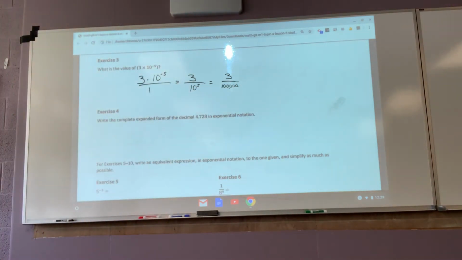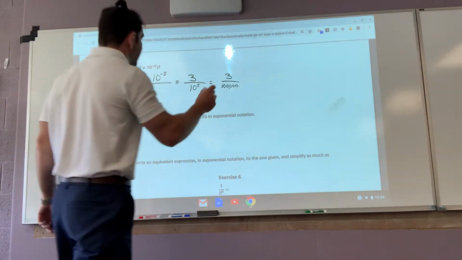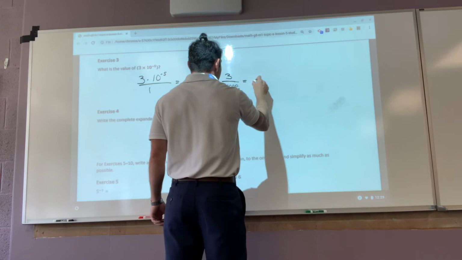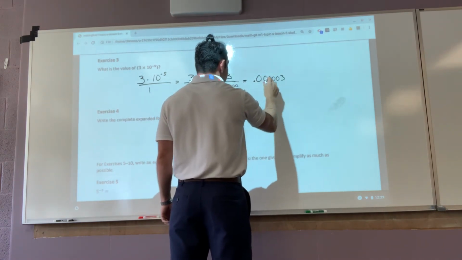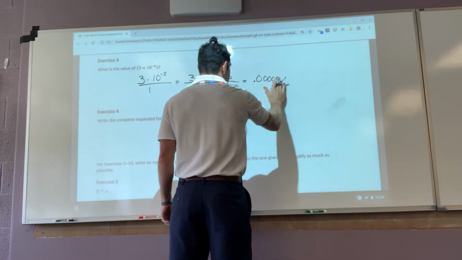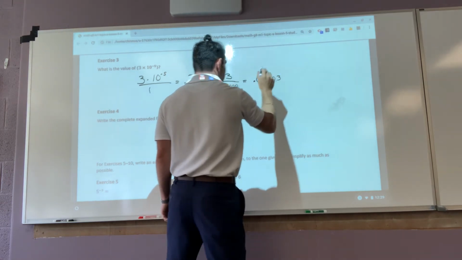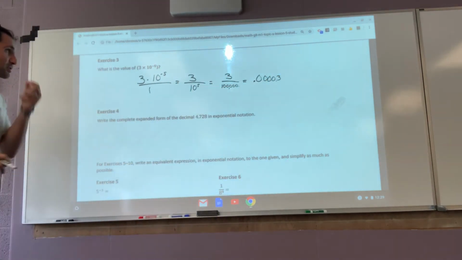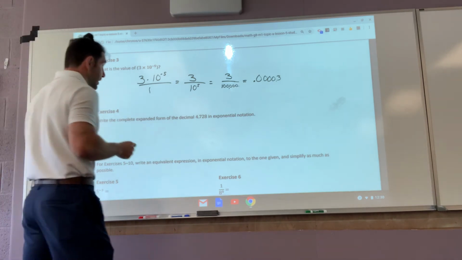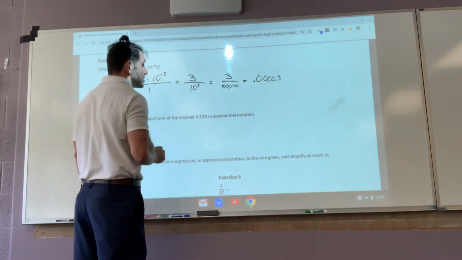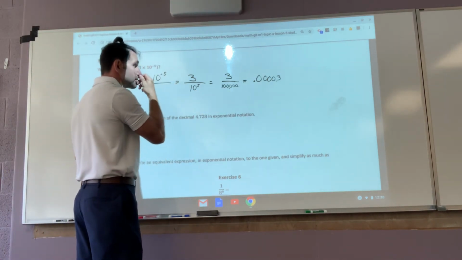100,000ths. So let's make sure: tenths, hundredths, thousandths, 10,000ths, 100,000ths. Oh my gosh, I love what I'm writing. So when I change this, that's 1, 2, 3, 4, 5, 3. Tenths, hundredths, thousandths, 10,000ths, 100,000ths. Let me make sure. Did I do that right? Yeah, I did. Woohoo! Okay, so it has 5 zeros, perfect. Go from there.